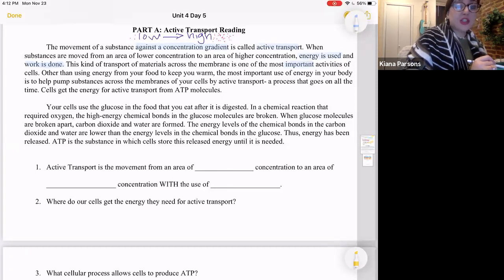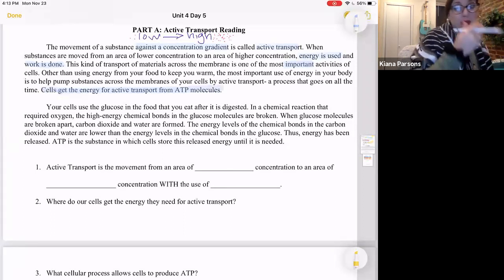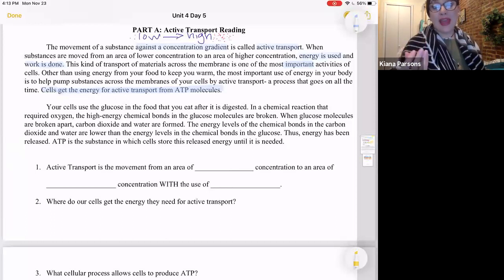Other than using energy from your food to keep you warm, the most important use of energy in your body is to help pump substances across the membranes of your cells by active transport, a process that goes on all the time. Cells get the energy for active transport from ATP molecules. So we make that ATP through cellular respiration.